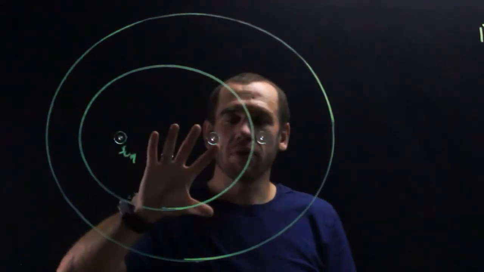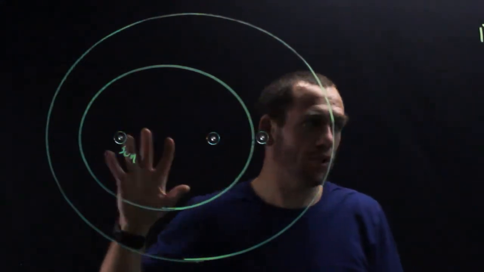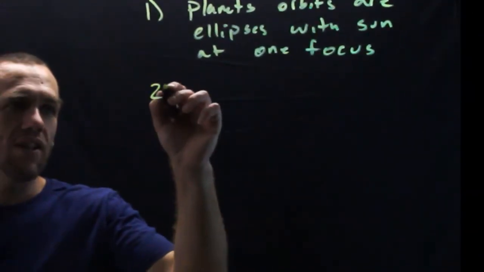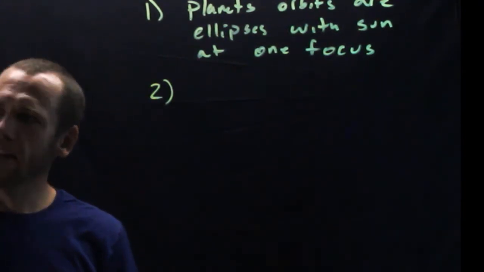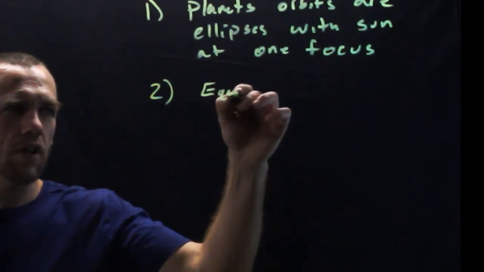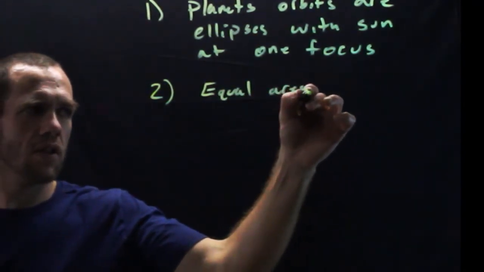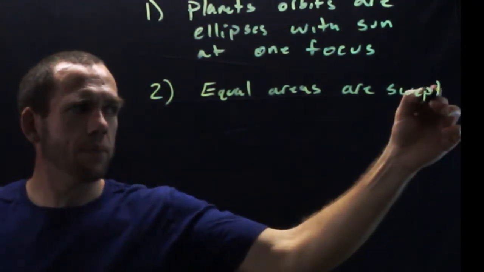So we could have an inner planet and an outer planet. Those are the orbits that they have. Those are the elliptical shapes. Kepler's second law actually has to do with how quickly a planet moves around the sun. And it says equal areas are swept in equal time.